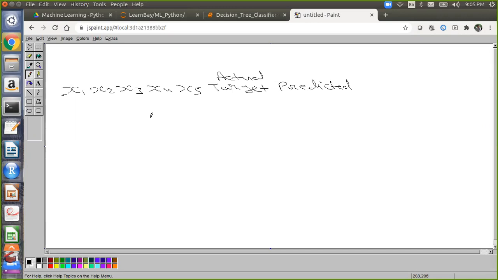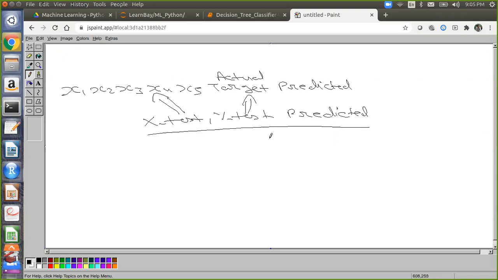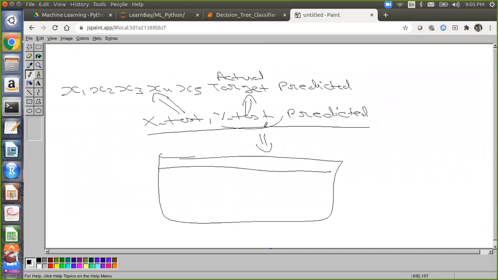Now I want you to do this only for the X test dataset, X test and Y test. So X test will contain all these things, Y test will contain this, and you will be adding one more column, predicted. I have already solved this for you here in the paint itself. You have to just put it into the sheet. Can you get the X test dataset? Yes, you already have it. Y test you already have. Predicted also, I have shown you where it is.